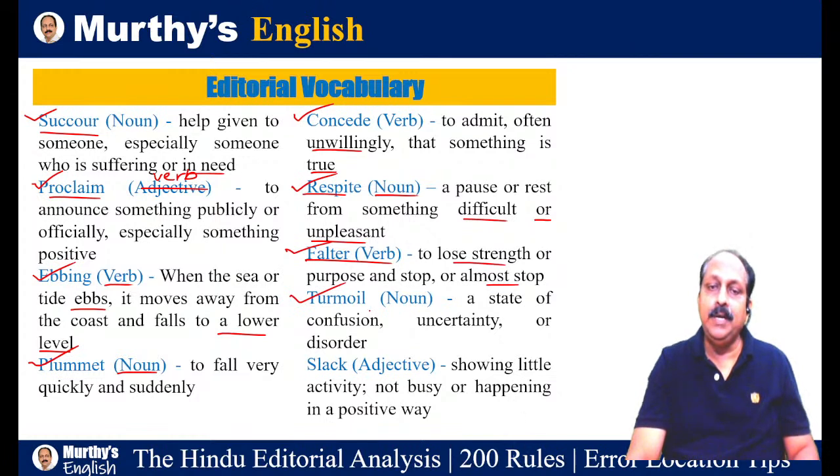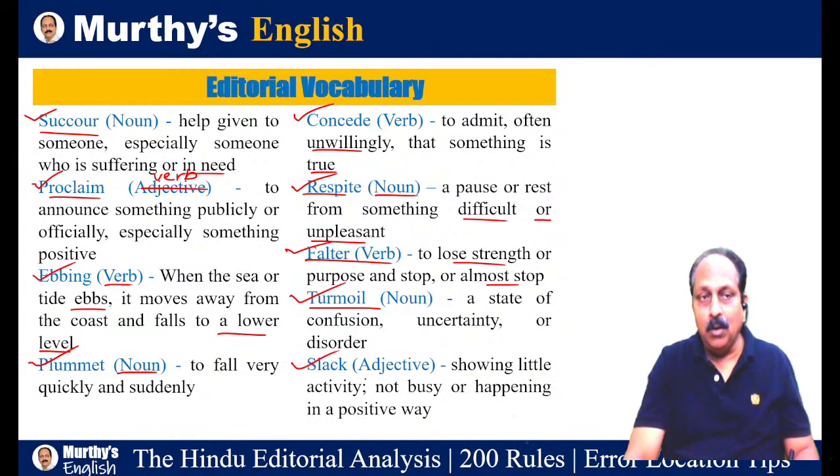Turmoil we got the other day. I gave one combination, political turmoil, when I was teaching the meaning of the word chaos, chaotic situation, total confusion. Then I gave the word turmoil, with the combination political turmoil: a state of confusion, uncertainty, or disorder. But in the editorial, they have used trade turmoil, related to trade, which means a lot of confusion.